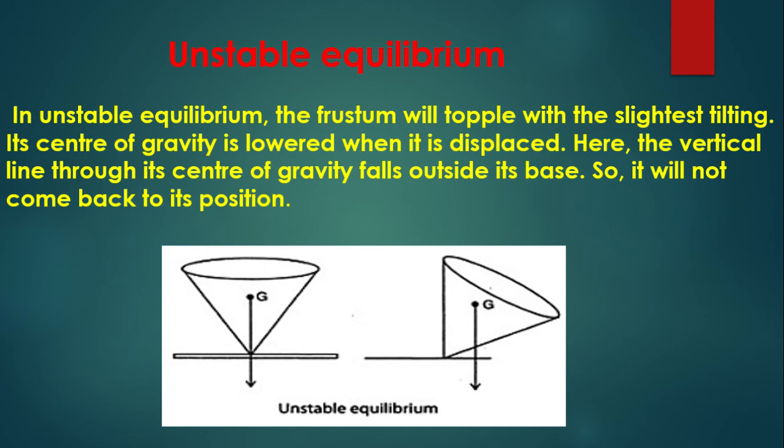Unstable equilibrium. In unstable equilibrium, the frustum will topple with the slightest tilting. Its center of gravity is lowered when it is displaced. Here, the vertical line through its center of gravity falls outside its base, so it will not come back to its position.